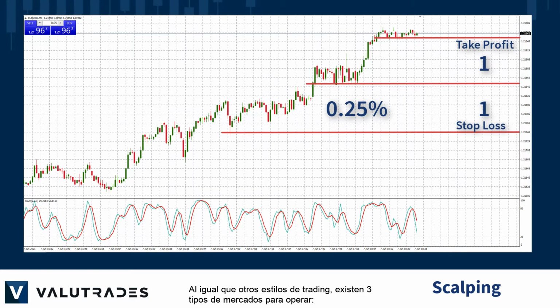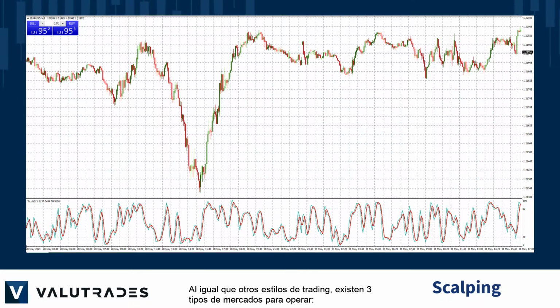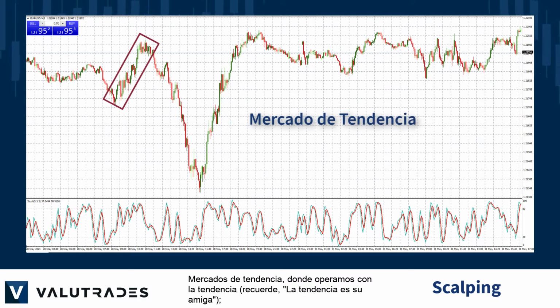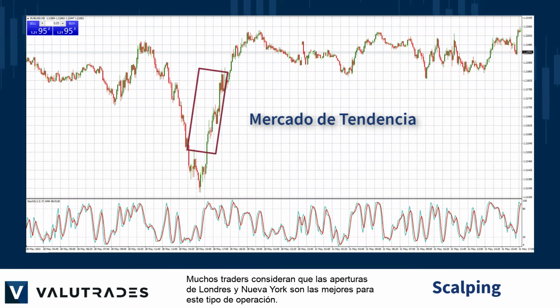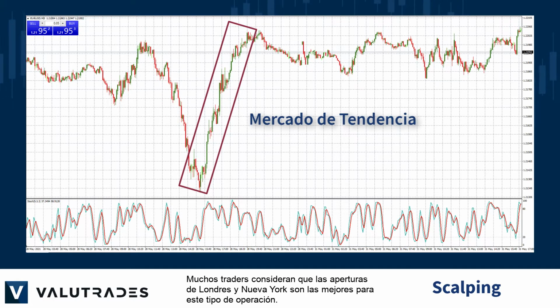Just like other trading styles, there are three types of markets to trade. Trending markets, where we trade with the trend. Remember, the trend is your friend. Many traders find that the London and New York Opens are best for this type of trading.